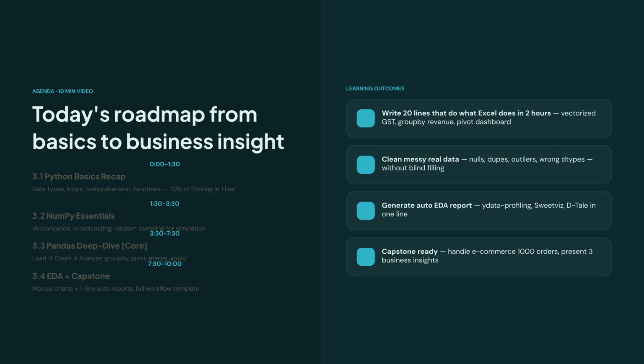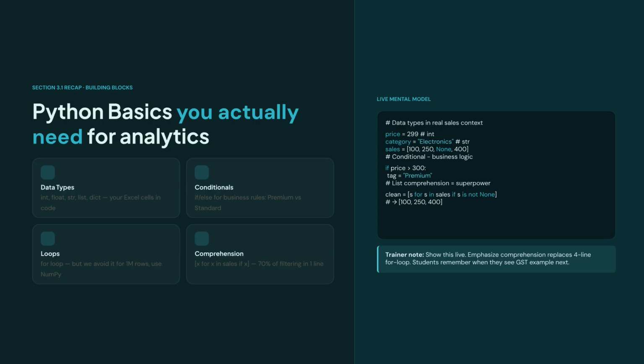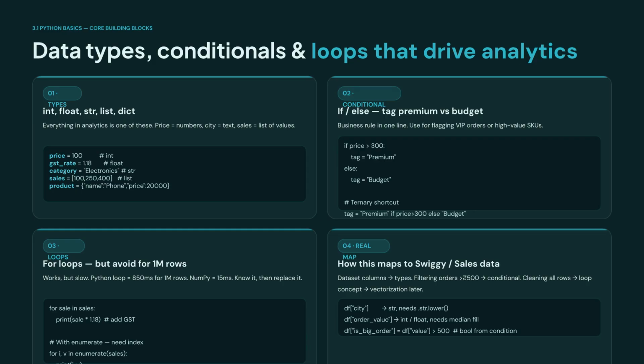In this video, we'll follow a roadmap from basic building blocks to generating automated EDA reports, ensuring you are capstone ready by the end. Let's recap the core Python basics: data types, conditionals, loops, and comprehensions. These are the fundamental tools you need for effective data analysis. Understanding data types, conditionals, and loops is essential.